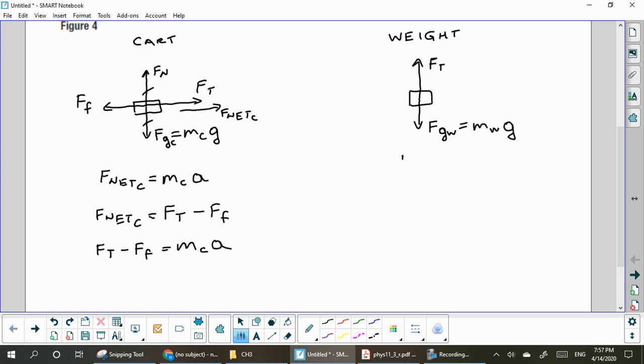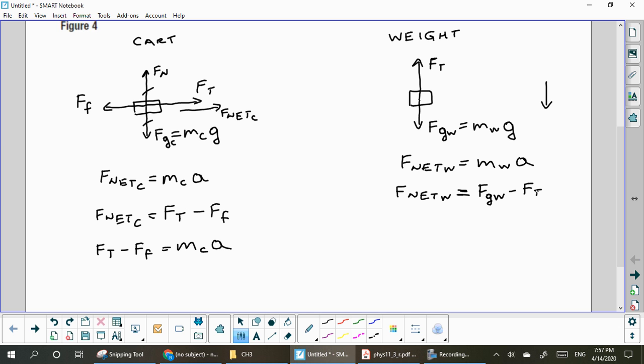So we have, again, F net of the weight is mass of the weight times the acceleration. And also I can express the F net of the weight as the sum of all the forces. So in this case, we have two forces, which is the gravitational pull and tension. Because the acceleration is going in the downward direction, I will take the FGW minus the tension force. There we go. So similar to the cart, it's a little bit simpler because there's not that many forces that you have to kind of keep track of.